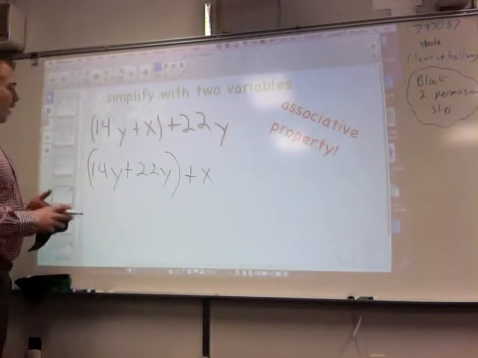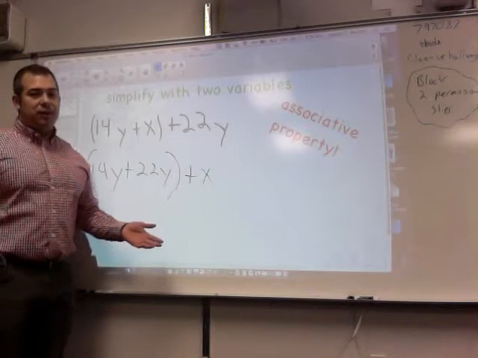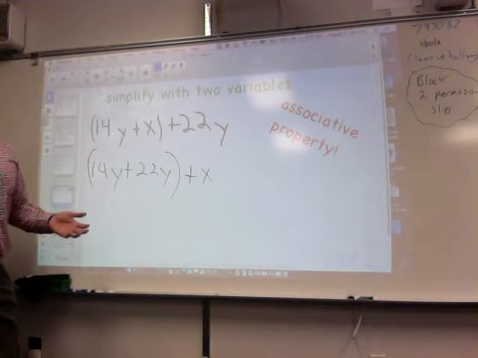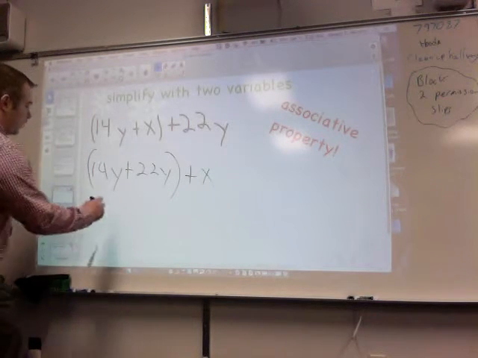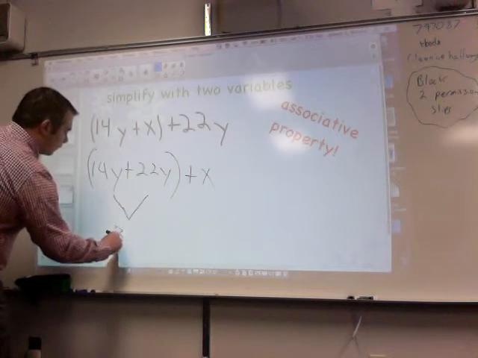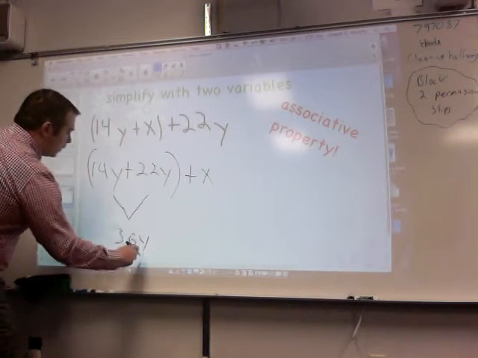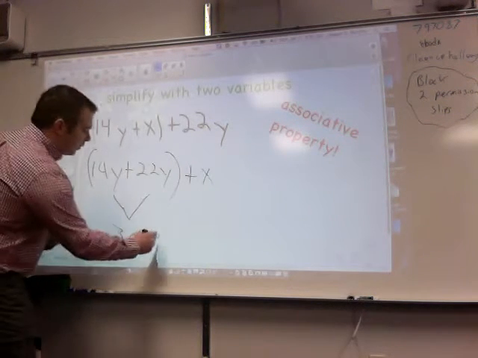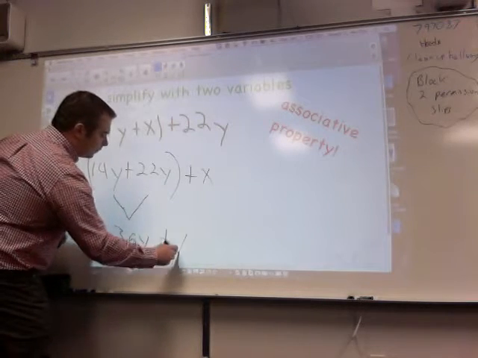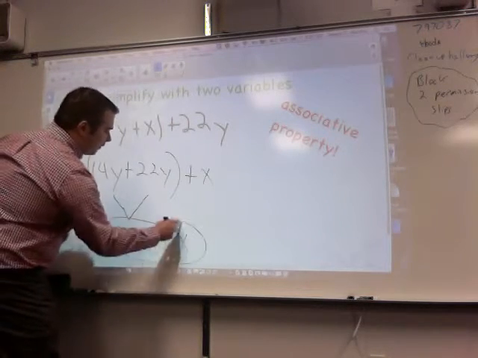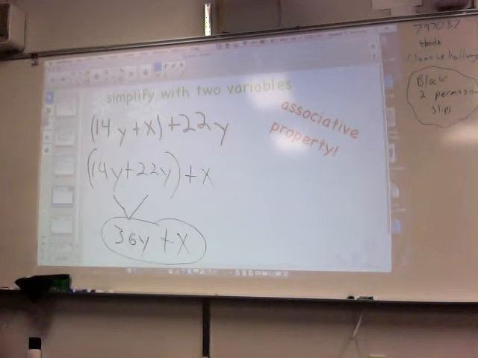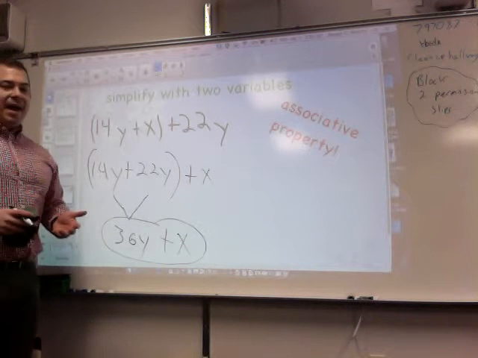Alright, so I have 14y's plus 22y's. What does that equal? 22 plus 14 equals 36. 36y. Alright, and I still have my x over there, so I just bring that down. And there's my simplification of it. 36y plus x. I made it as simple as possible.